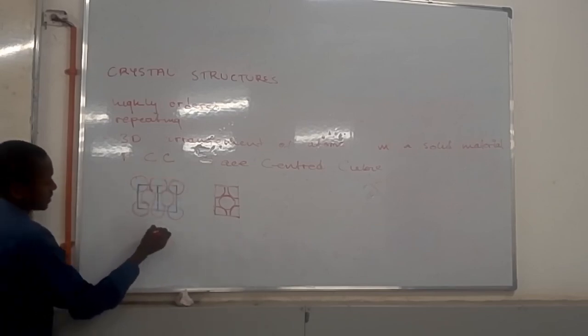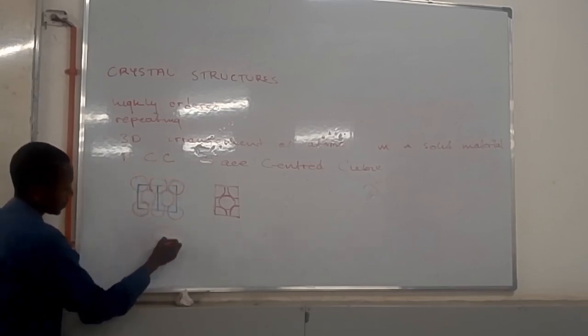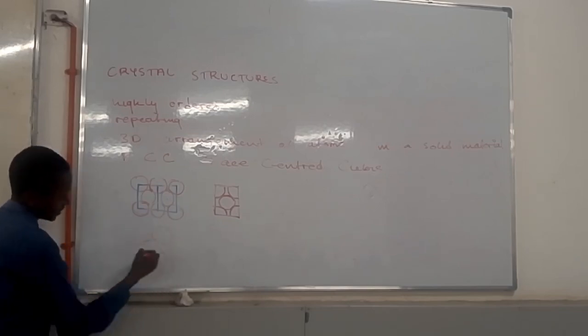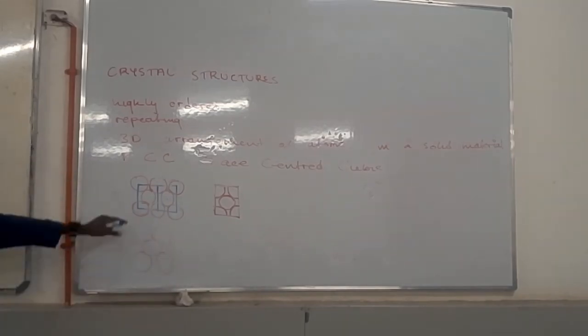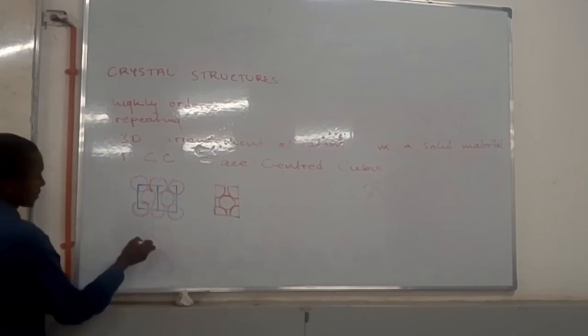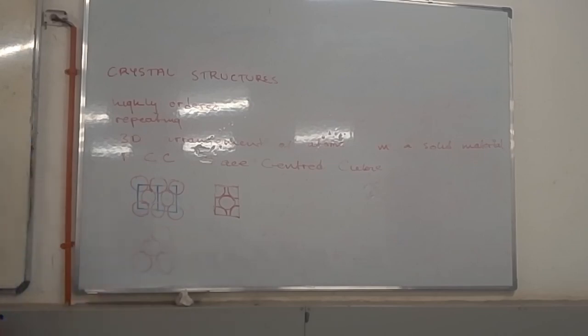It's like this one is independent. You've got the center atom. They are not touching. These ones are not touching, but these are touching with the center atom. Okay, so that's the 2D representation of an FCC. The 3D representation, you refer to the one that has been sent in the group.